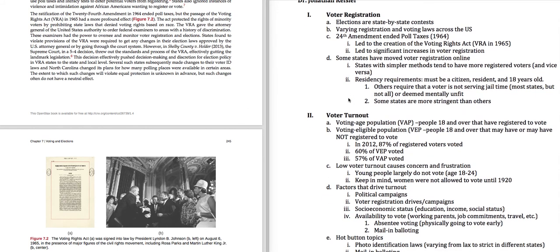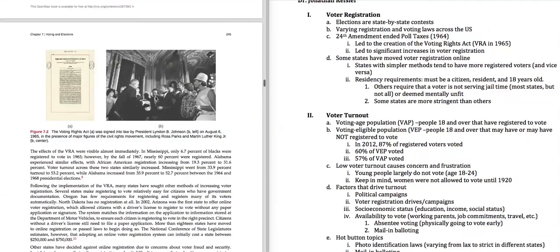Some states have moved to voter registration online. States with simpler methods tend to have more registered voters, and vice versa. If you have a really convoluted voter registration process, you tend to have fewer people voting. There are residency requirements. You must be a citizen, must be a resident, must be 18 years old, and there are others that require voters to not be serving jail time. Most states, but not all, say you can't be a convicted felon, and obviously, if you're deemed mentally unfit, you can't vote. So some states are more stringent than others. A lot of states are a little more lax. It just depends. And states love to argue back and forth as to what is the most appropriate method of doing this. So that's kind of your voter registration section.